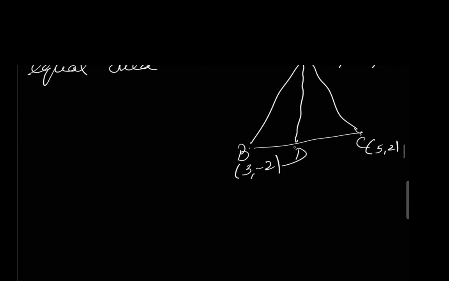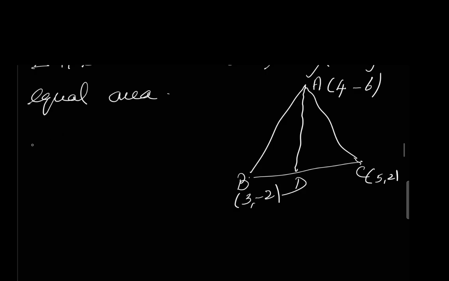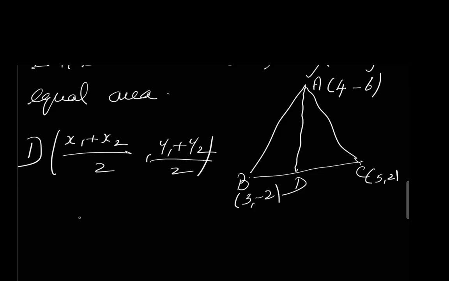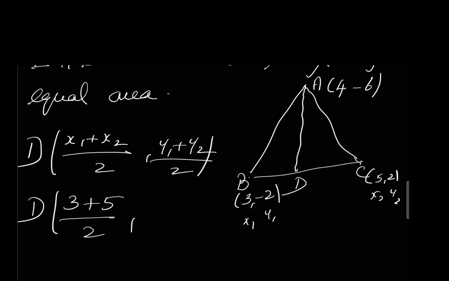So how do you get the median? D is the midpoint of BC, the line joining A and D is the median. So first you have to get the midpoint D. So (x1 plus x2) by 2, (y1 plus y2) by 2. Here this is x1 and y1, x2, y2. So x1 is 3 plus x2 is 5, by 2. y1 is minus 2 plus y2 is 2, by 2.